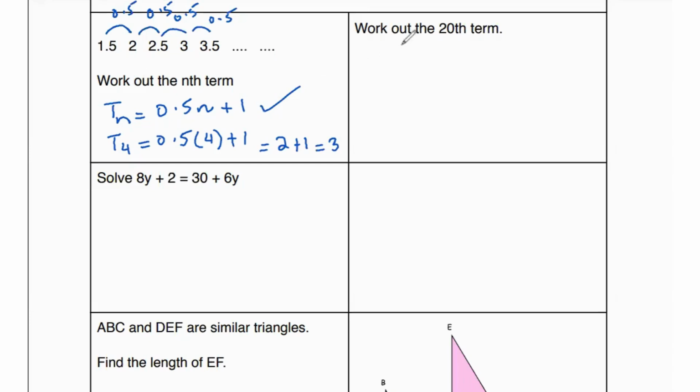Now in the next part, it says work out the 20th term. So we need to find T20. T20 is going to be 0.5 times 20, because we're trying to find the 20th value. So we replace n with 20 and then plus 1. That's 10 plus 1, and that is 11. That is your answer.